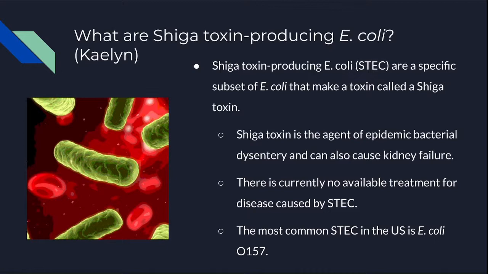The Shiga toxin works to inhibit protein synthesis, eventually leading to cell death, also known as apoptosis, especially of the vascular epithelium. The most common STEC in the U.S. is E. coli 0157. When E. coli outbreaks are discussed on the news, the outbreak is most commonly caused by STEC, specifically E. coli 0157.